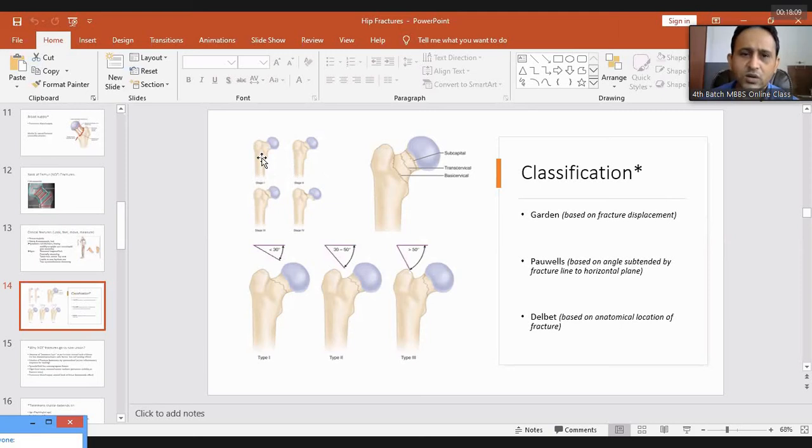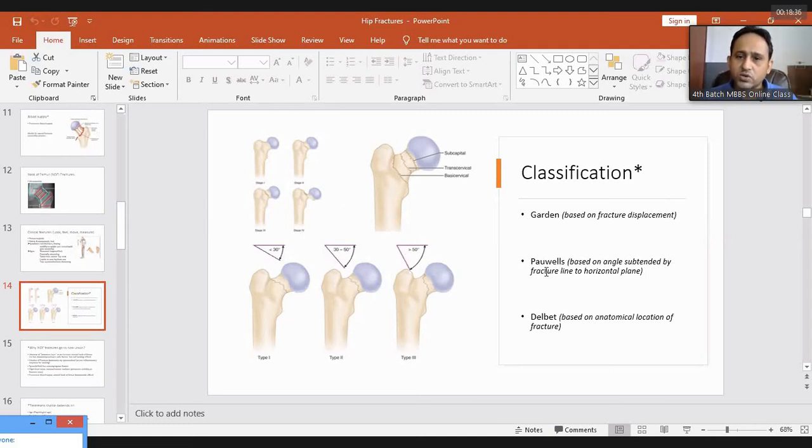So Garden 1 will be an undisplaced fracture. There's just an incomplete fracture line, and the fracture head might be just impacted. Grade 2 will be a complete fracture line, but the fracture is not very displaced. Grade 3 is a displaced fracture, and grade 4 is significantly displaced. So Garden has a classification based on displacement.